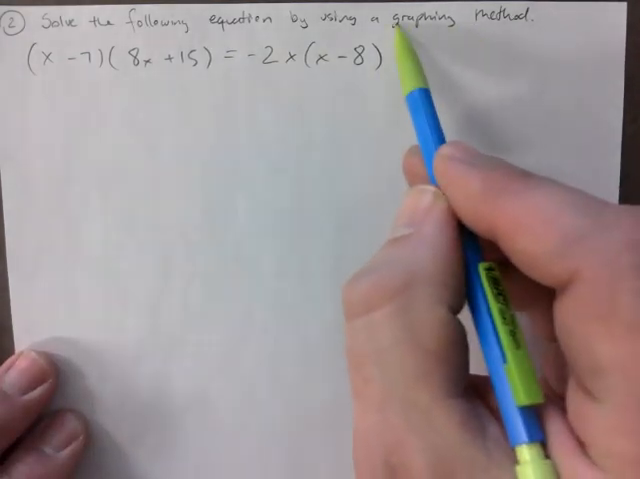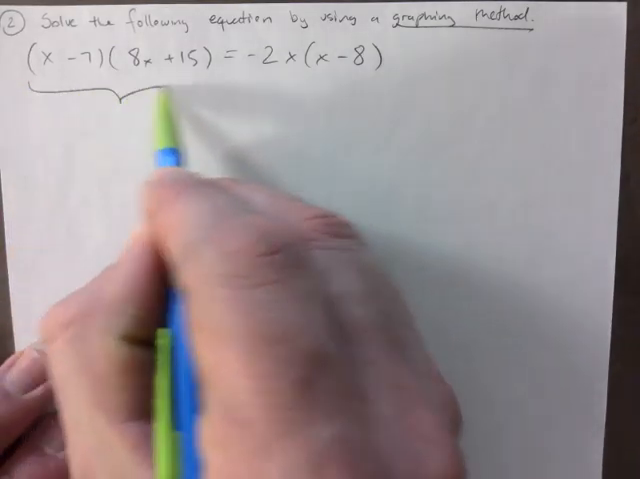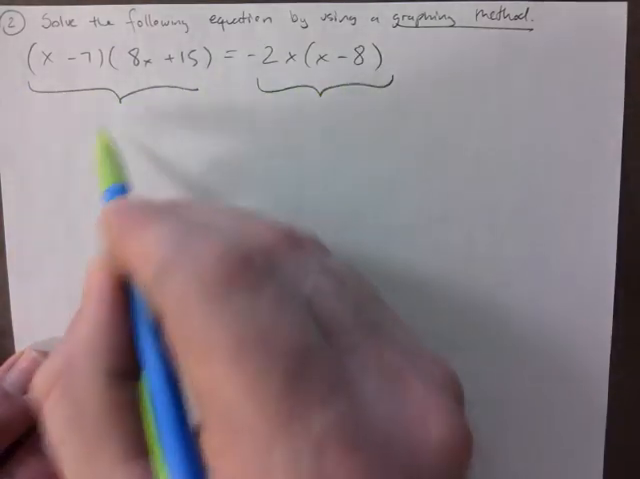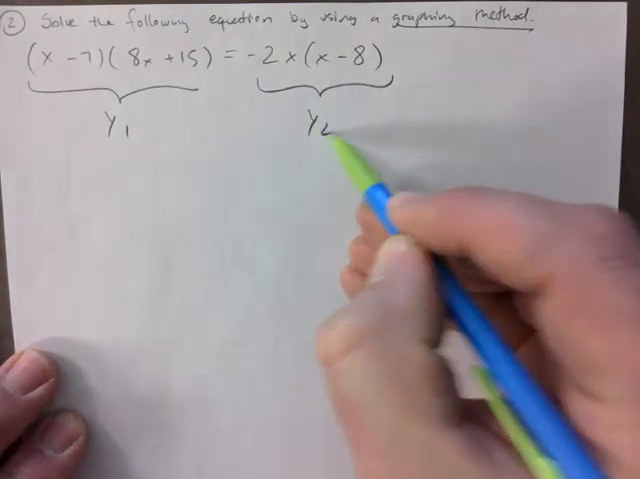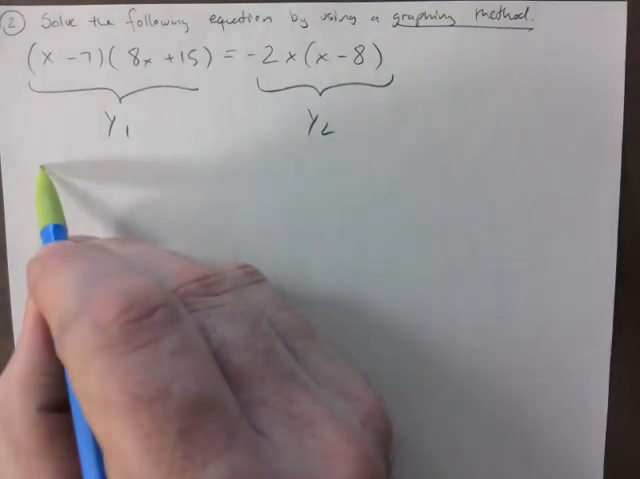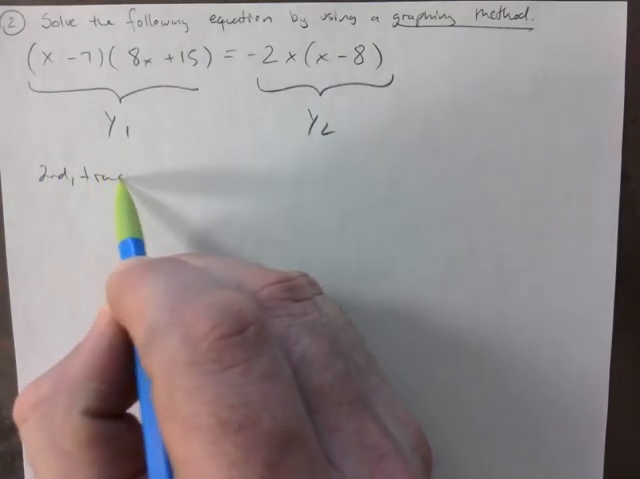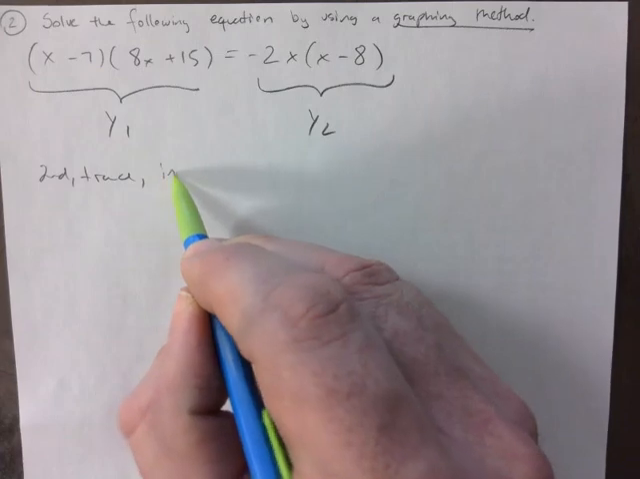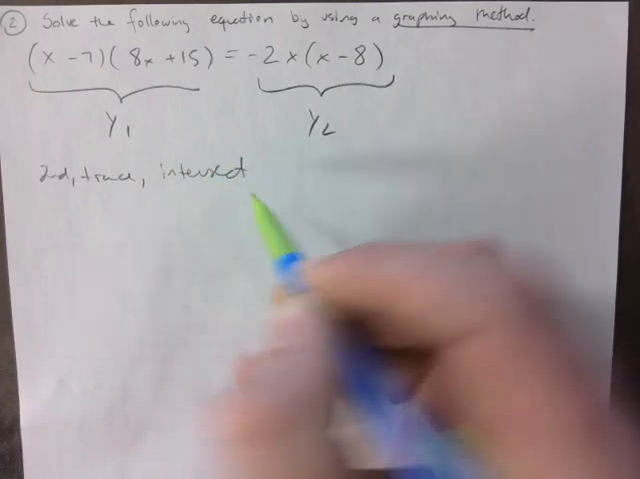When it's by graphing, any graphing method, my go-to tends to be just plug. This is how you show your work. Okay, you just say, hey, I'm going to do this, put this in y1, this in y2, and I'm going to just find intersections. Second trace, intersect. That's all you do.